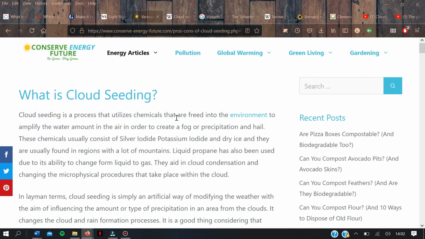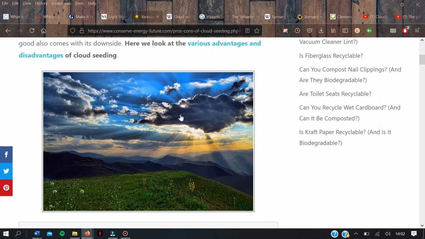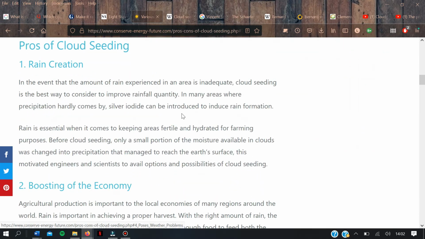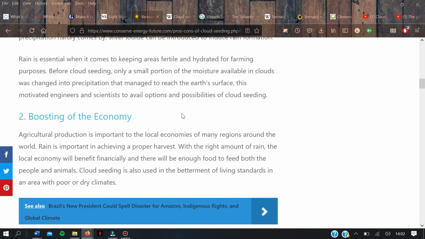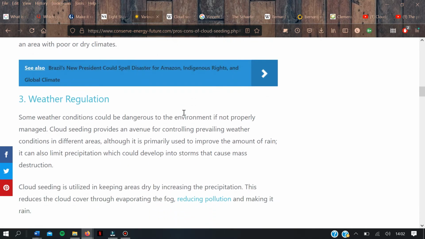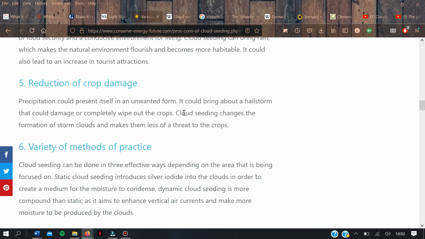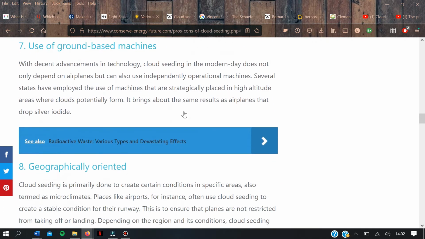Now, this website is very good as it highlights both the advantages and the disadvantages of this technology. The advantages usually center around the creation of rain with regards to agriculture, as many countries, such as African countries and Middle Eastern countries, are dealing with severe droughts, especially in countries that are centered around deserts.